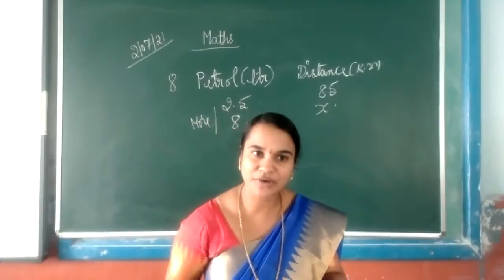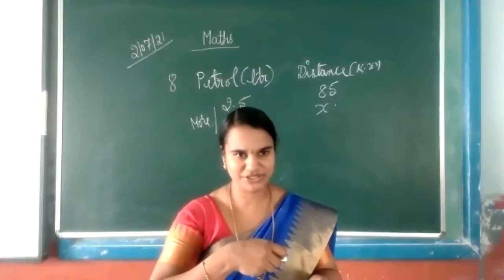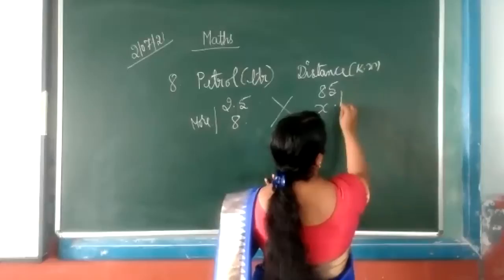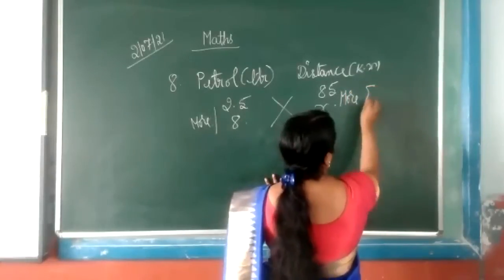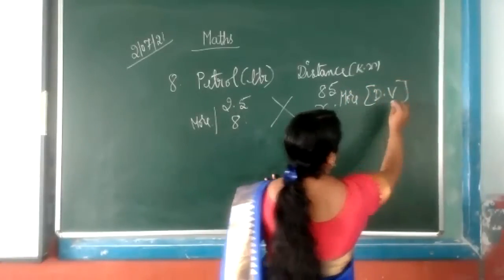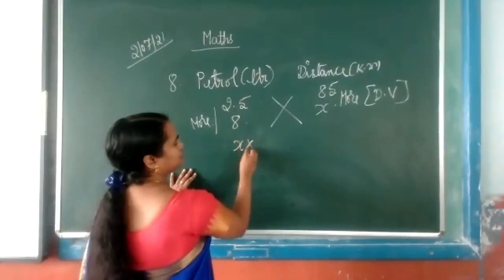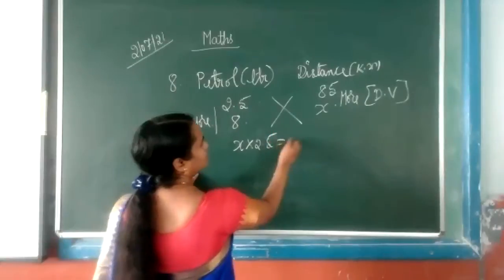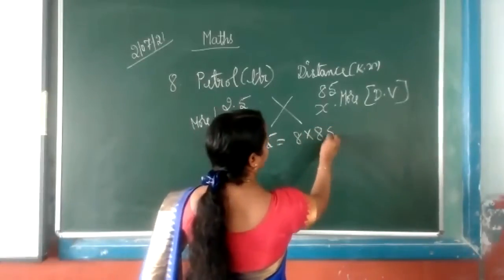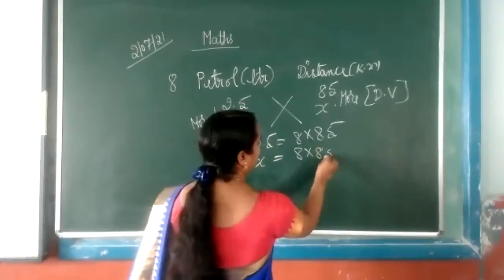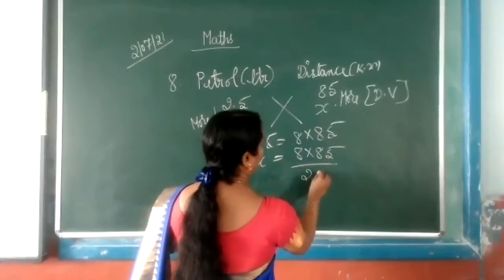Direct variation, what do we have to do? Cross multiplication. Isn't it? So we will do cross multiplication. Here also we are getting more and more, so it is a direct variation. If it is direct variation, cross multiplication. That means x into 2.5 equals 8 into 85. That means x equals 8 into 85 divided by 2.5.